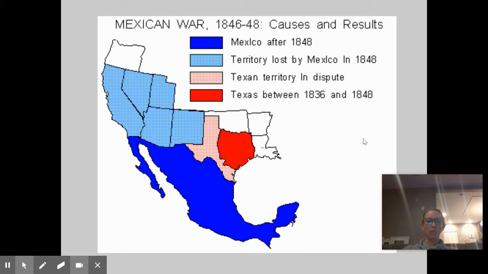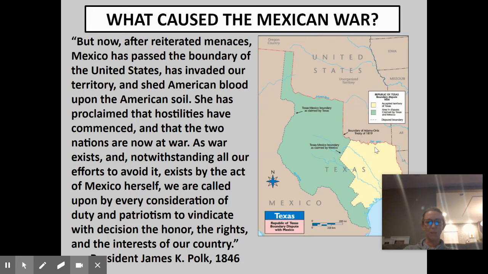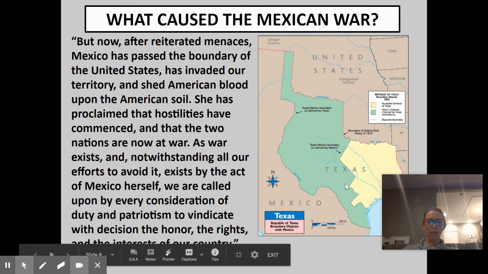So James K. Polk, looking to get some more land, had actually tried to buy this territory from Mexico, and they refused. So what does Polk do? He actually puts troops into this disputed region right here. And you can see it on this next map too. He puts the troops right here.